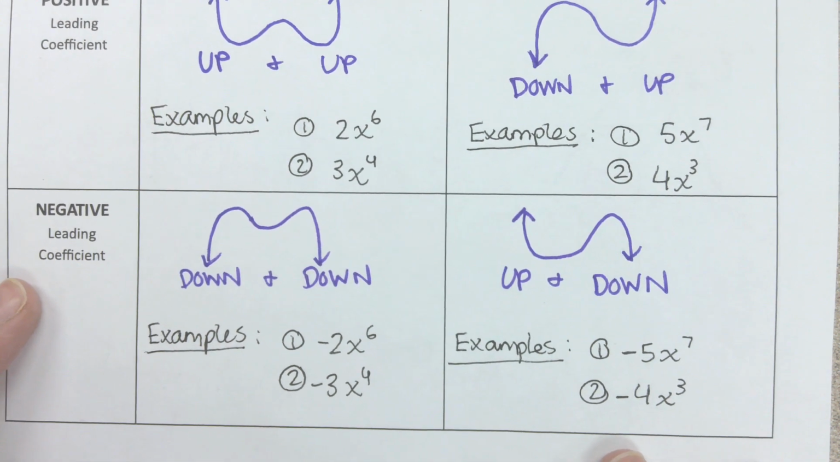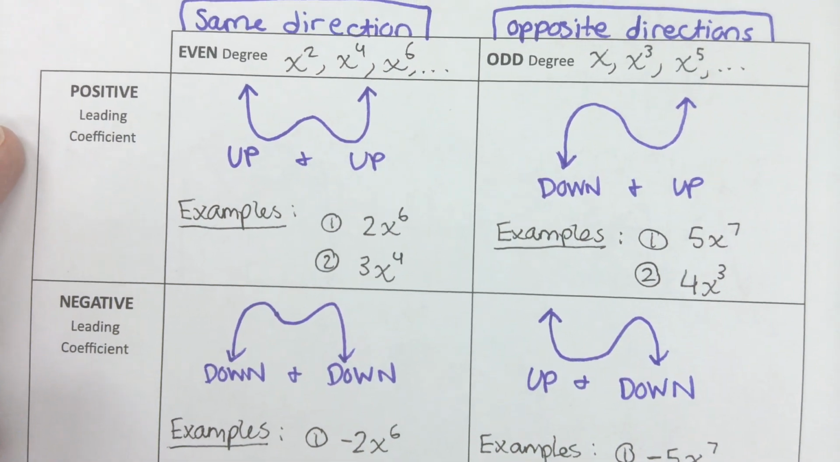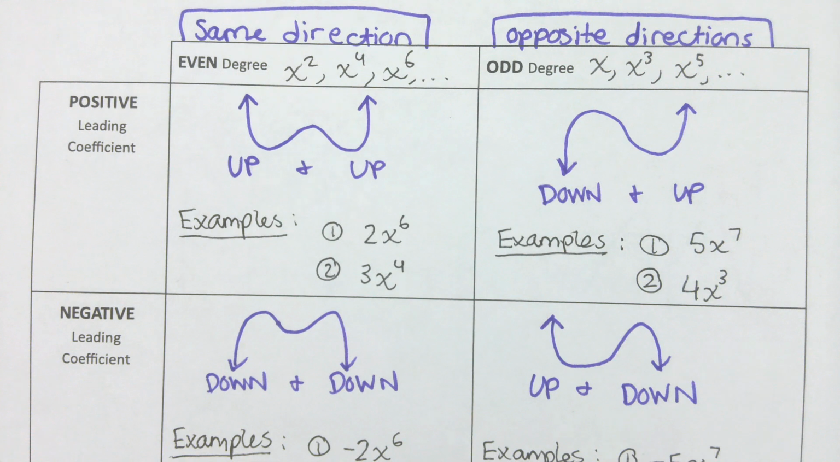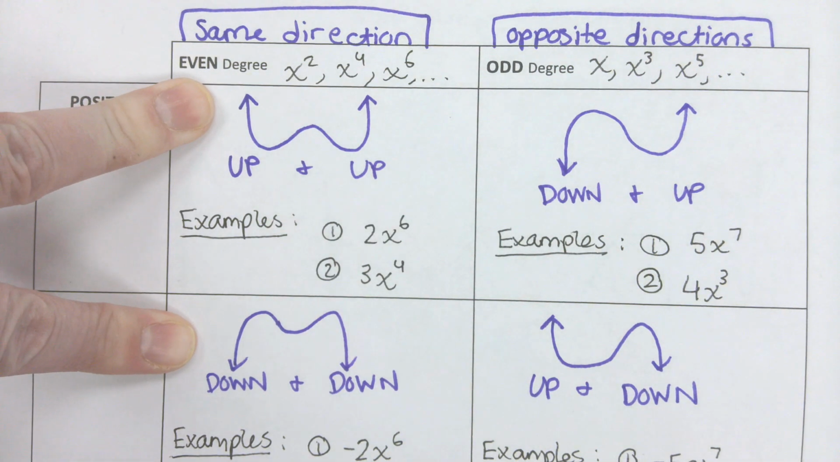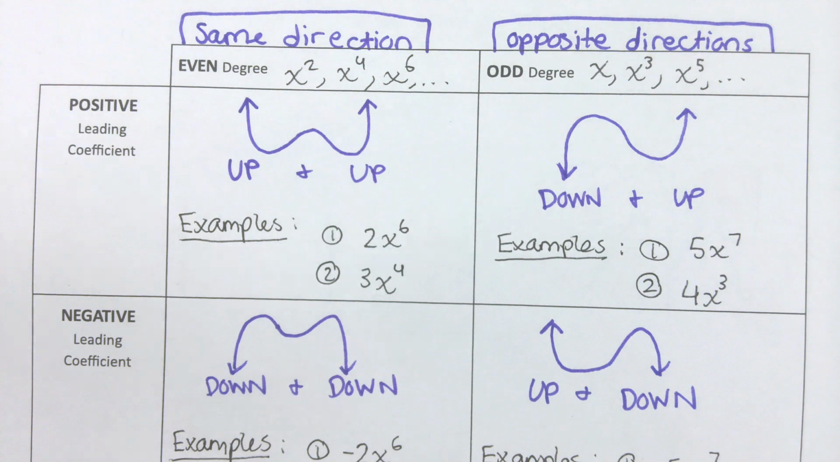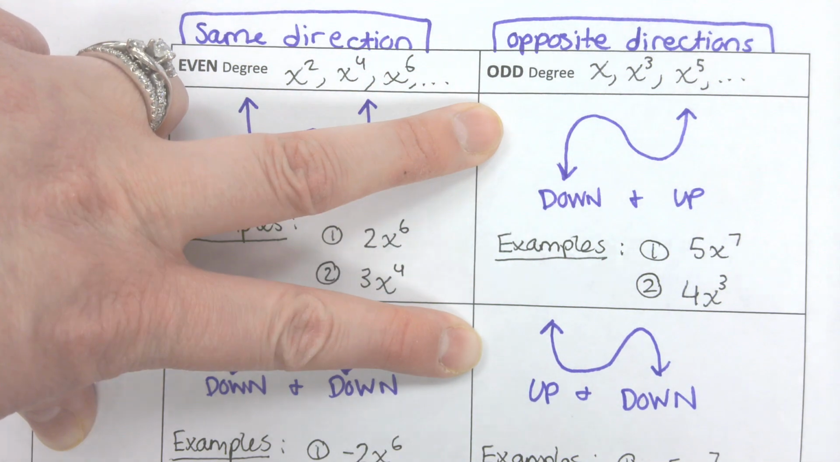Before we flip over, I do have one more pattern I need to point out to you. Just for a quick recap, you can easily tell the difference between even and odd. Even, both arrows go up or both go down, same direction. Odd graphs, you'll have one of each. One will be up, one will be down.